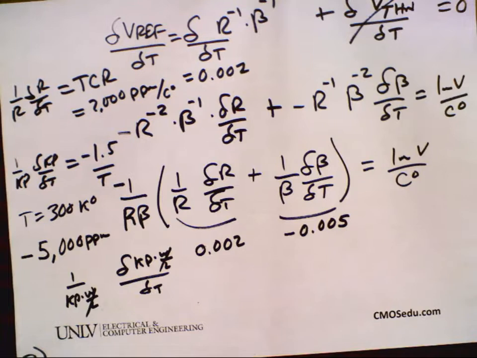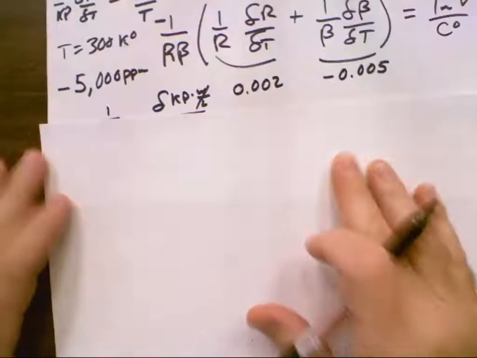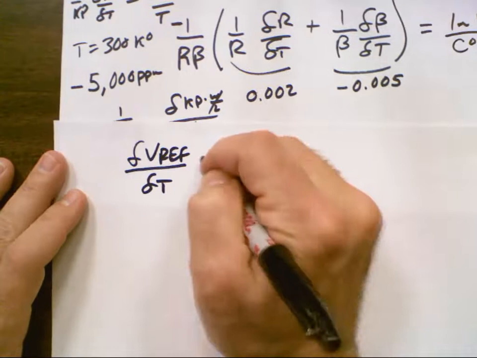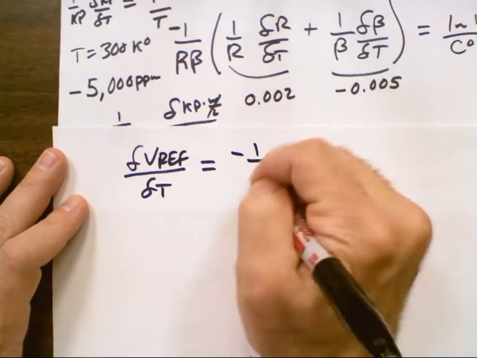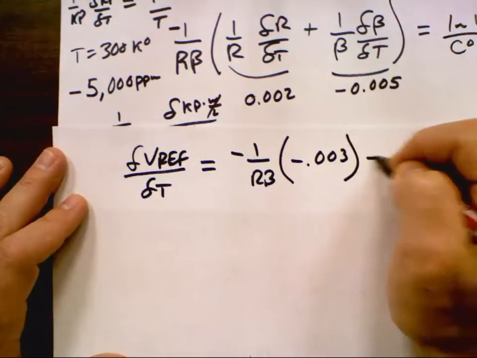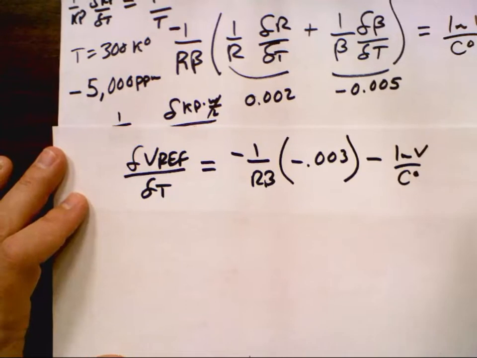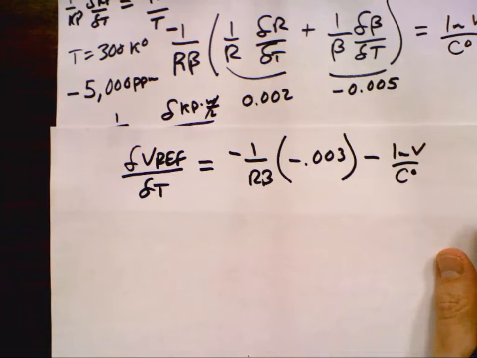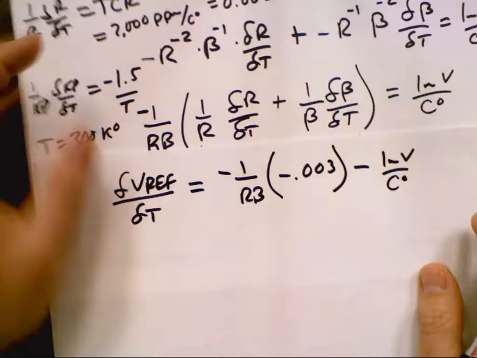Okay, so if I look at the book, or if I rewrite the equation and I move this back in, what I'm going to get is the change in V ref with temperature is equal to minus 1 over R beta times minus 0.003 minus 1 millivolt per degree C. Would everybody agree with that? So what I'm going to do is go simulate in chapter 20 the beta multiplier. We're going to look at V bias N, and see how it changes and see if it matches. Okay, so before I move on, is everybody clear on this?